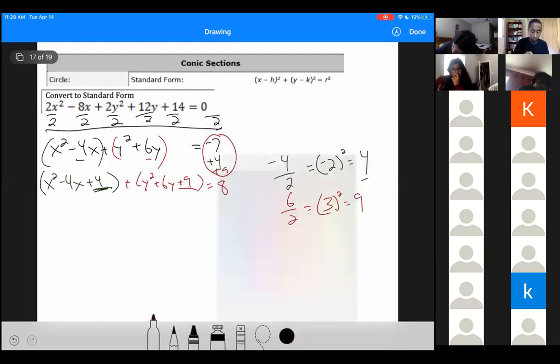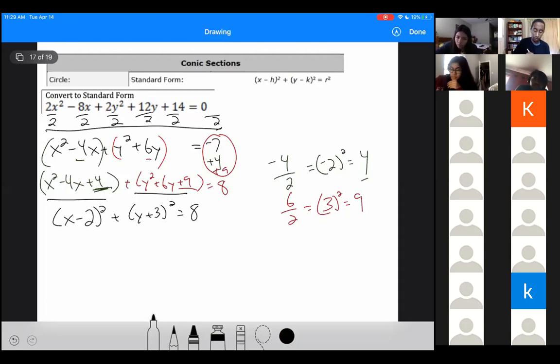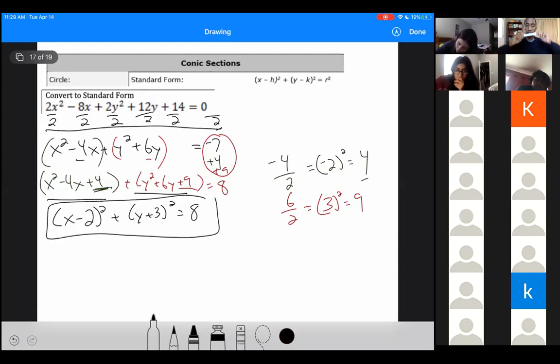And then the last step, you just go ahead and complete this square. So this would factor to x minus 2 squared, and this one would factor to y plus 3 squared equals 8. And that is in standard form of a circle.